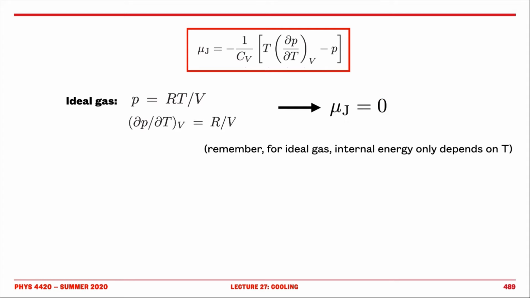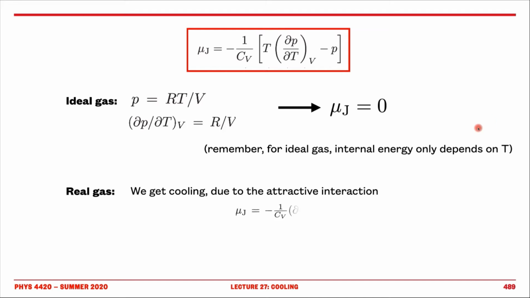Now, is that the case for a realistic gas? It turns out for a more realistic gas, we do actually get cooling. And I'm going to show you in a minute that this is due to the attractive interaction. I'm going to discuss that in the next couple of minutes. But before we have a discussion about what's happening during the actual experiment, let's try to remember what we found on the previous slide as an intermediate result.